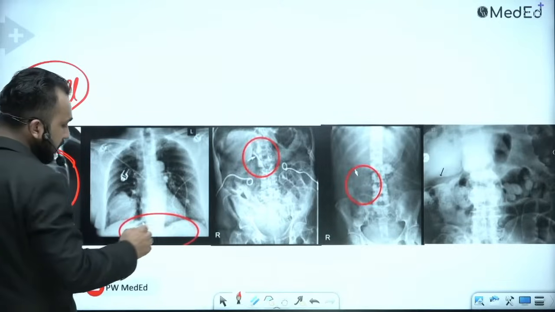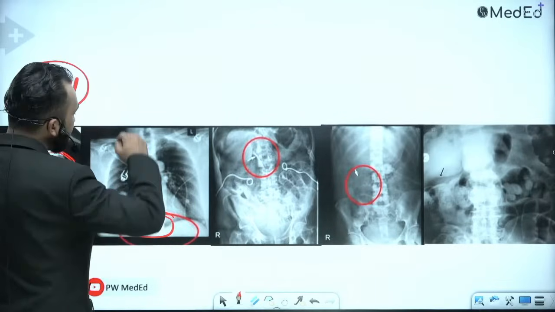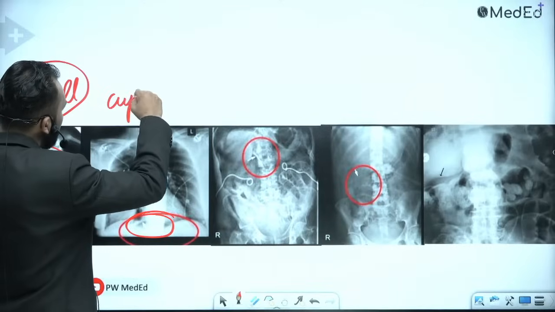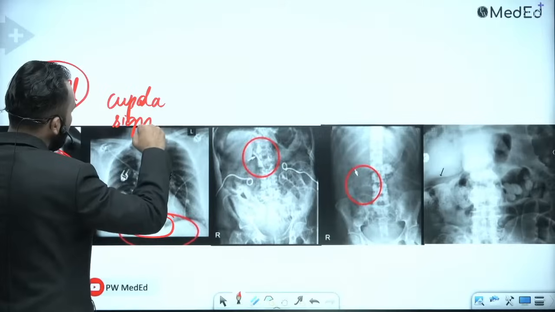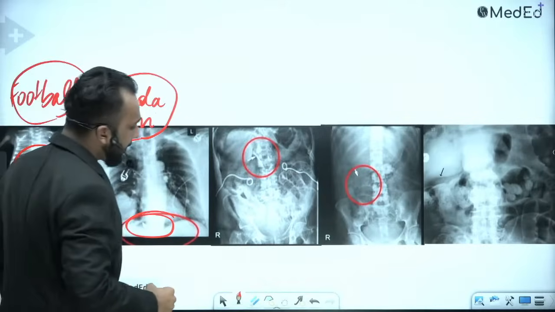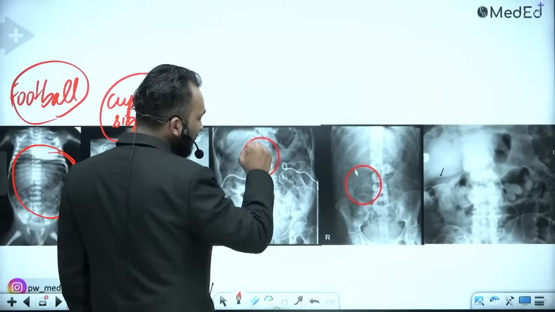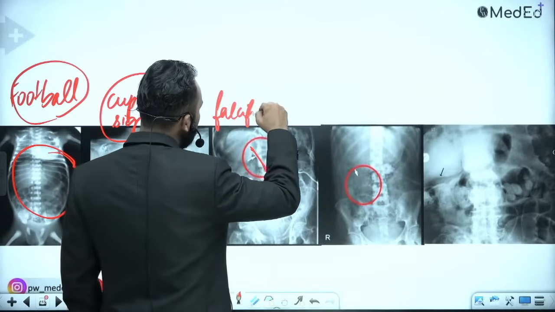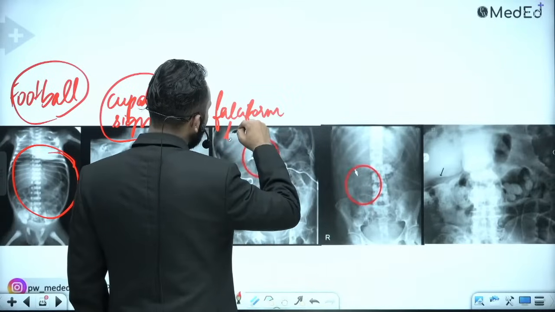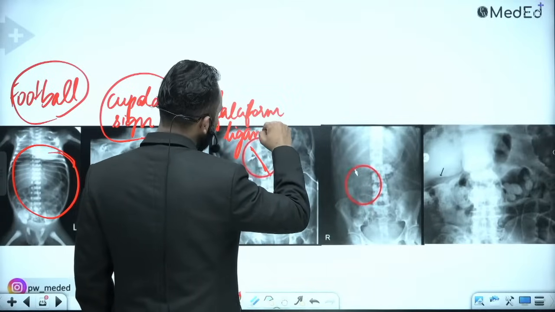Collection of air around the central tendon of diaphragm gives a sign that is known as cupola sign. Collection of air under the central tendon. When your falciform ligament is visible, this is falciform ligament sign.